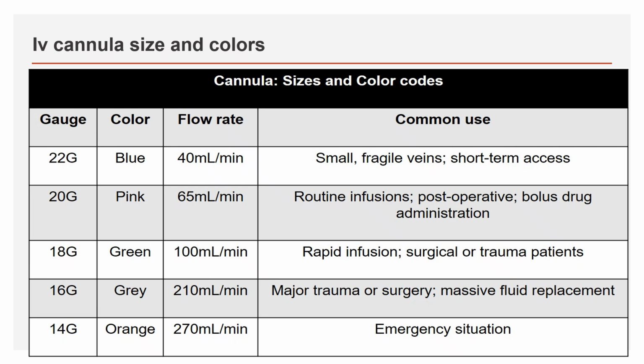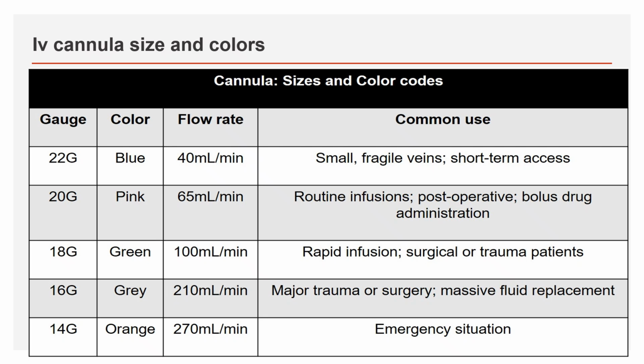Some other procedures also use 16 gauge and 14 gauge, for example abdominal tapping. 14 gauge is orange in color, 270 ml per minute. In emergency situations we use it, but very rarely.